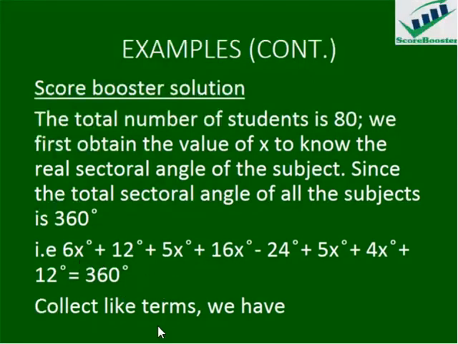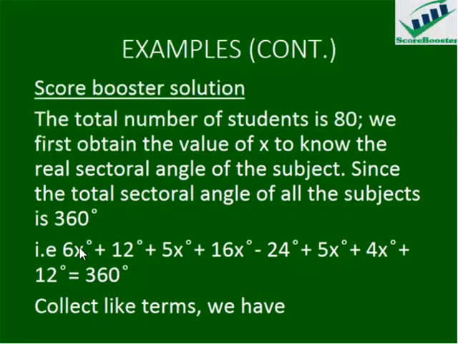So now we collect the like terms. So we collect those in terms of x and those that have whole numbers. So this is 6x degree plus 5x degree will give 11x degree plus 16x degree will give 27x degree plus 5x will give 32x degree plus 4x degree will give 36x degree. So we add the numbers together, 12 minus 24 will give minus 12. Minus 12 plus 12 will give 0.